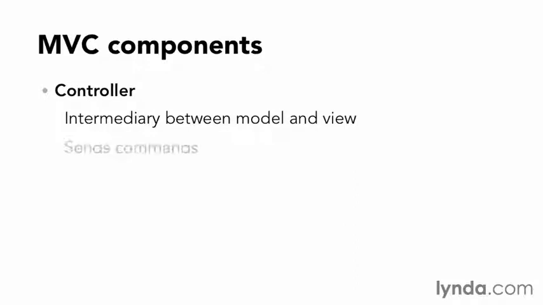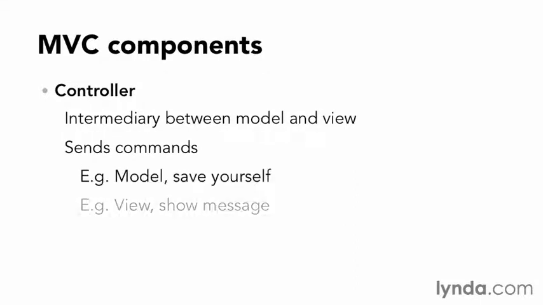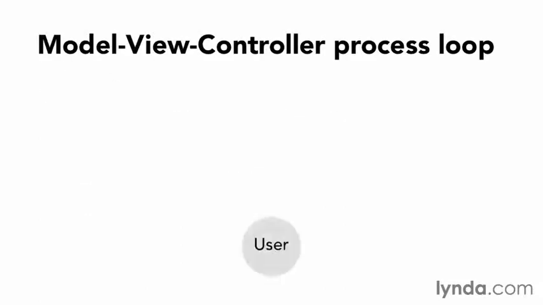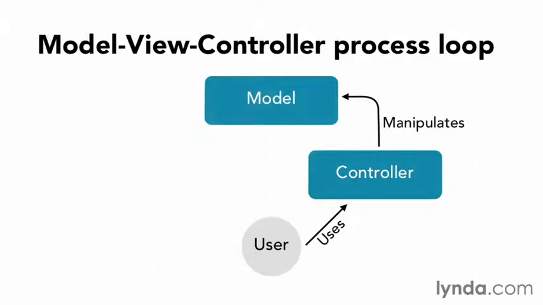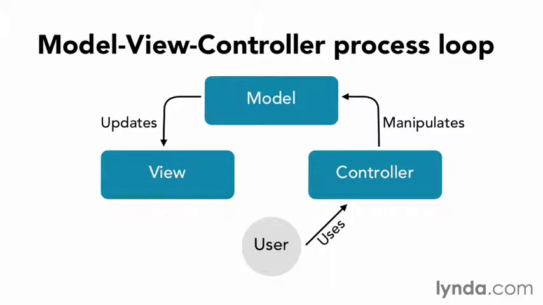The controller sends commands to the other components, like model, save yourself, then view, show a message saying that the model is saved. As a visual explanation of a regular interaction, a site user will send a command to the controller, which will in turn manipulate the model, like create this record, for example, through which the controller updates the view with a confirmation that the record has been updated. The user sees the final HTML representation in the view.